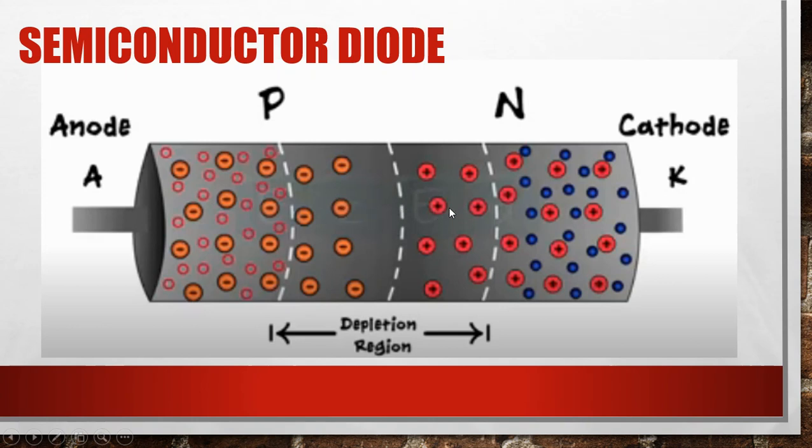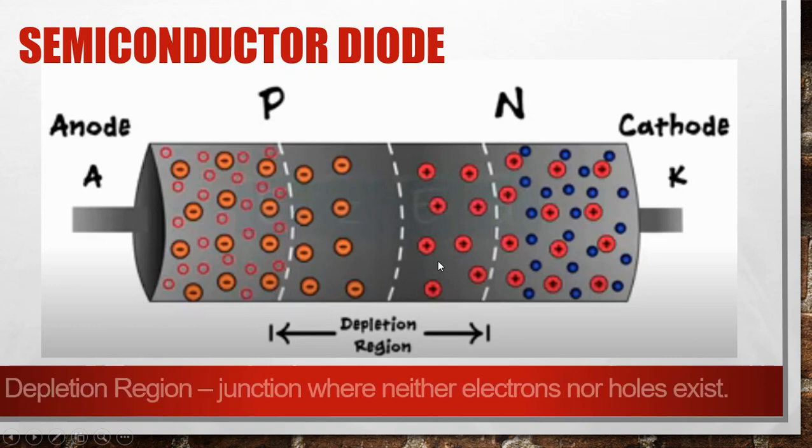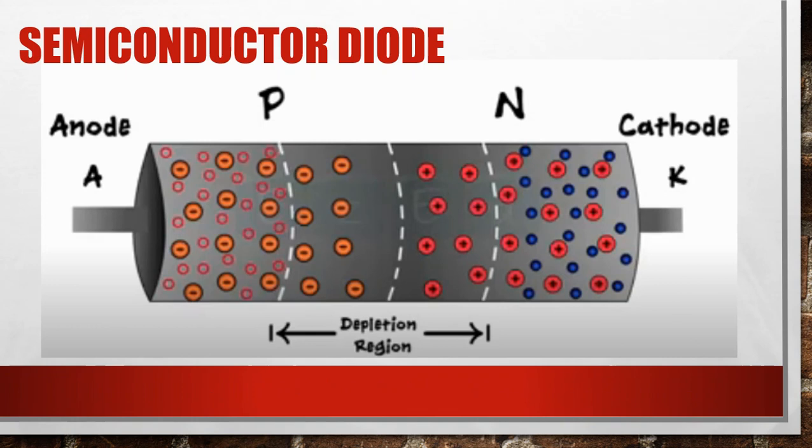sa energy. Dahil lumalaki na lumalaki yung depletion region dito, the electrons from N-type region, hindi na siya makaka-enter dahil sa depletion region. Depletion region is the junction where neither electrons nor holes exist. At dahil ang mga ions are immobile, it will remain at the depletion region.